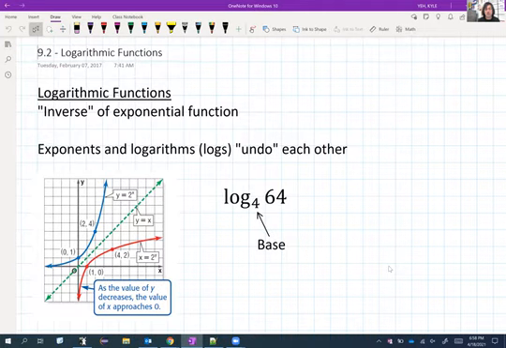In the next section, 9.3, we'll see some properties and how we can use them to solve various types of logarithmic equations. But today we're getting the general idea. So let's start taking a look. So logarithmic functions, first thing you need to know.